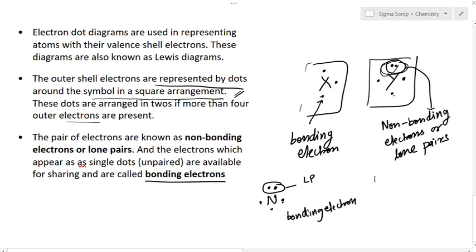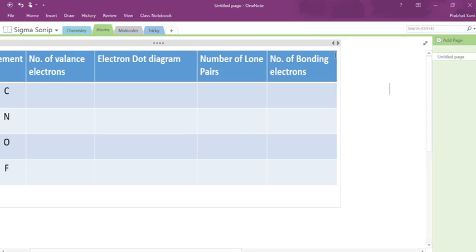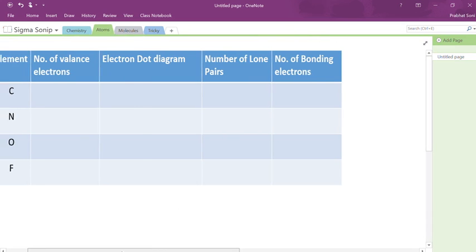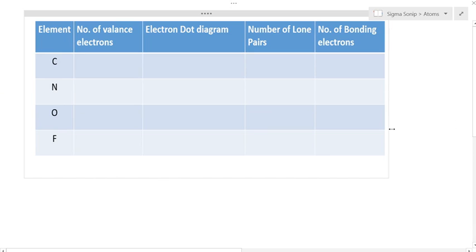Now I would suggest that we do some practice on these questions. So here's a table, and I want you to pause the video and try these questions, and they are really simple. I'll be doing the first one here, and then you can pause the video and do the remaining ones.